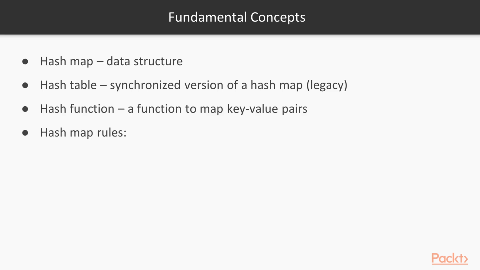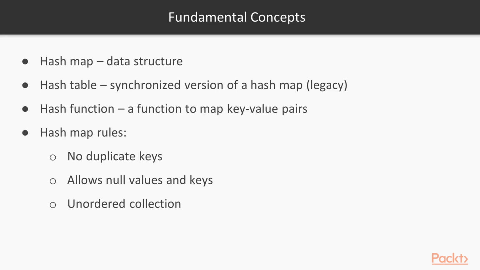And there are a few hash map rules. There could be no duplicative keys. You can have null values for the key and the value. And it's important to note that this is an unordered collection. It's also important to realize that this is a very, very fast data structure. In fact, it's known to be the fastest data structure in use.